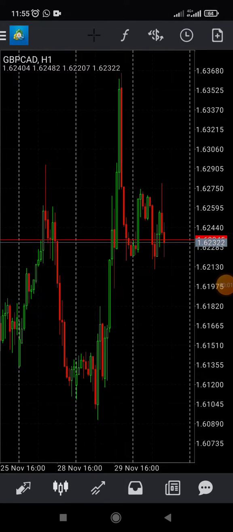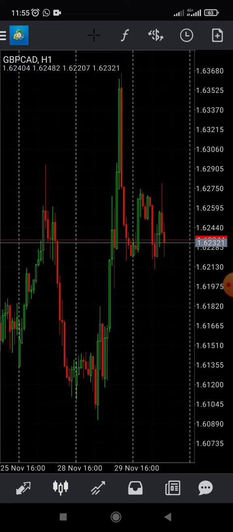Hello traders, today we are going to look at how to use the MT4 on your mobile phone to buy or sell in the Forex market. How to place a buy trade or a sell trade using the MT4 on your mobile phone. I've had a few of you asking me to do that aspect of the video after I posted the features of the MT4 mobile phone version. So this video is going to cover that.